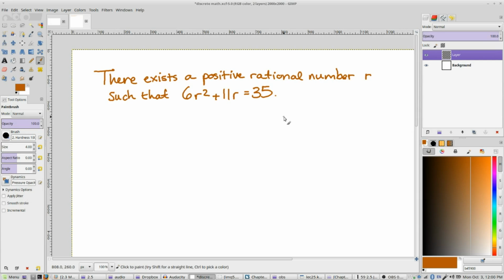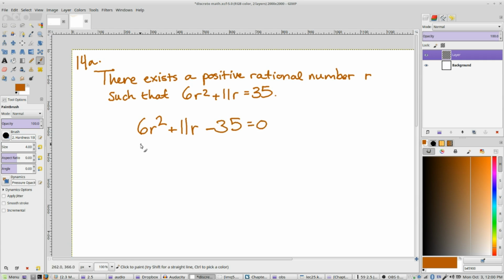So if we look at an example question, this is 14a. There exists a positive rational number r such that this is true. When we plug in r, this will be true. Now, this is a polynomial. We can go ahead and solve this, but if we could also just plug in some number, any number that happened to make this true, that would also work. But since this is a polynomial, let's just say 6r squared plus 11r minus 35 is equal to 0.